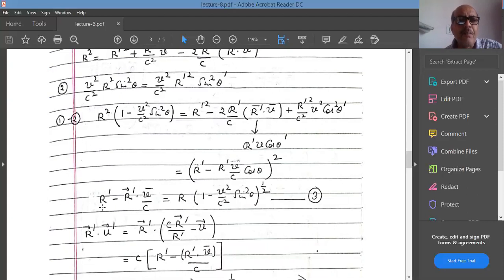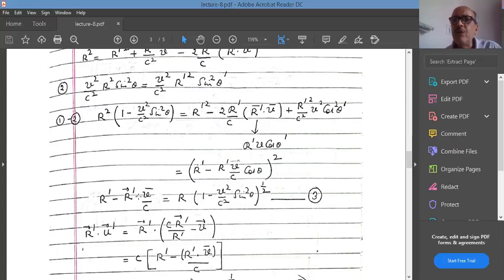So r dash minus r dash dot b over c is a scalar quantity. R dash dot b is basically the dot product, and dot product is also a scalar quantity, which is equal to the square root of the left hand side obtained by taking the difference of equation number 1 and 2. So this becomes r into 1 minus b square upon c square sine square theta to the power of half. So we call this equation number 3.